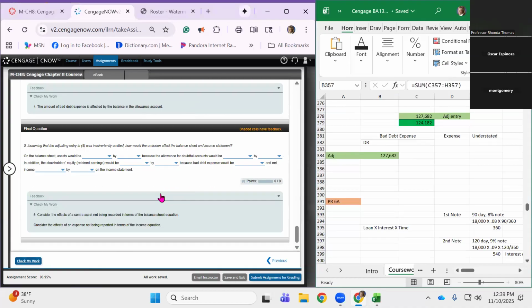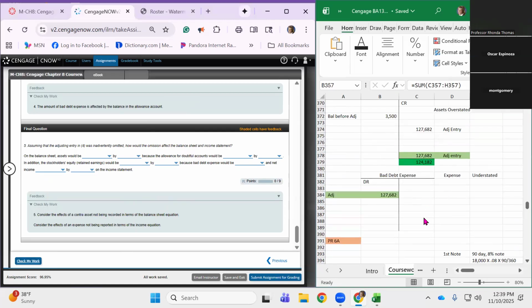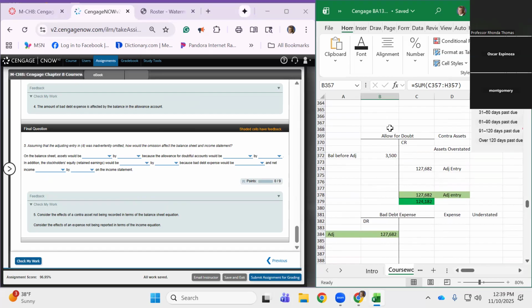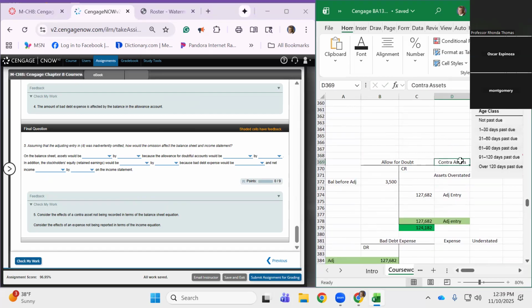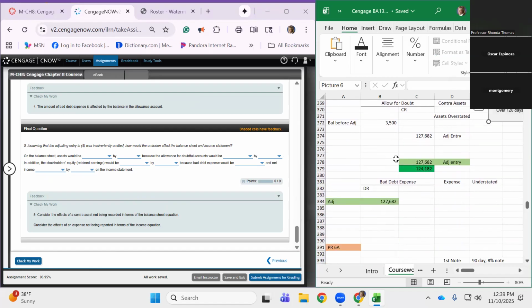Okay, here's what you should learn from all this. Allowance for doubtful accounts is a contra asset. Contra. It counters an asset. So if we would not have done this adjusting entry, what would it have had? It would have had a strange debit balance, which is not good. It's not the way it should be. So on the balance sheet, assuming that the adjusting entry was inadvertently omitted, that means somebody forgot to do it. It's not intentional, it's just a mistake. So if you don't have 124,182 to counter that asset, accounts receivable is too high. It's too much in it.